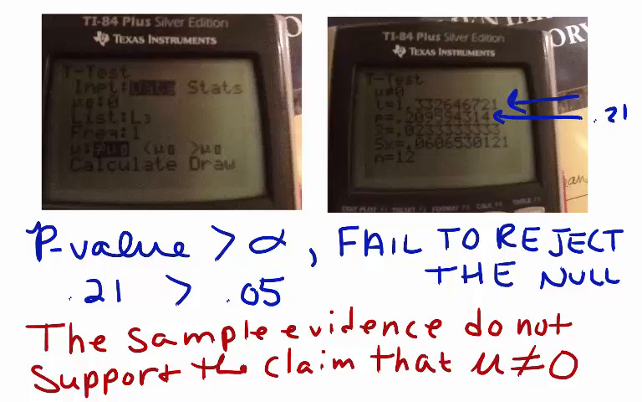So this concludes our example of conducting a hypothesis test on two dependent groups. I hope that you found it helpful, and we'll see you next time.